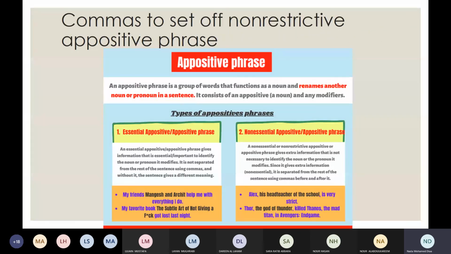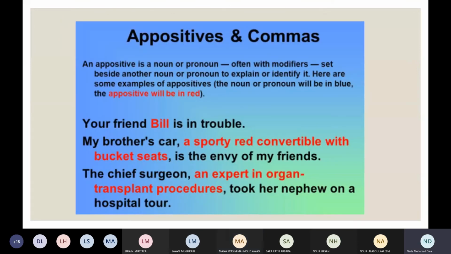Malak Wasim, can you explain it, please? Yes, miss. Here they're giving us the type where we set off non-restrictive appositive phrases using commas. Excellent. Here are some examples: "My brother's car, a sporty red convertible with bucket seats." If we remove this, the sentence will still be complete, and this one provides more information, which is between the commas. Yes, excellent.